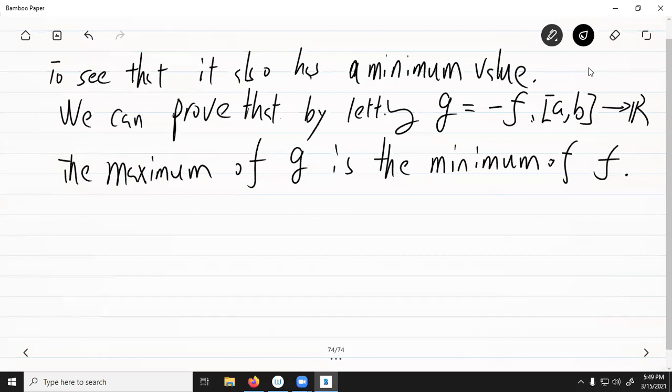And we just proved that if you have a continuous function on a closed interval, it must have the maximum value, right? So G must have the maximum value. G has the maximum, but the maximum value of G is the minimum value of F because G equals negative F. So this is the way we prove it, okay? So we will not repeat it anymore because we just need to use the same way to prove that the maximum value of G exists, okay? So this is the extreme value theorem.